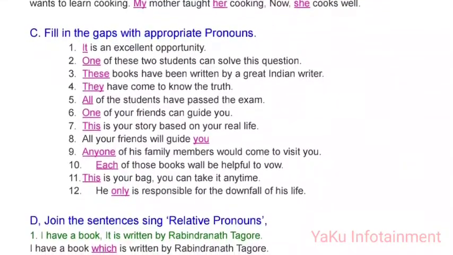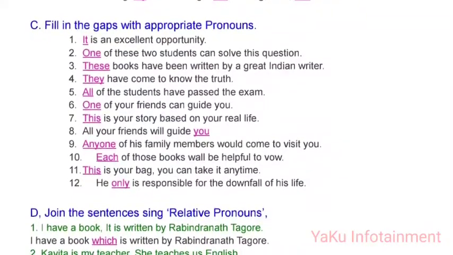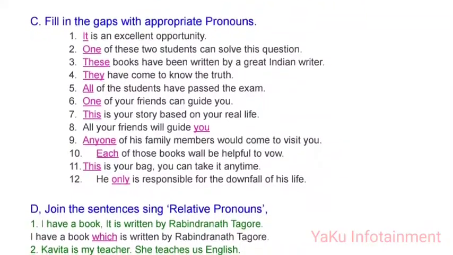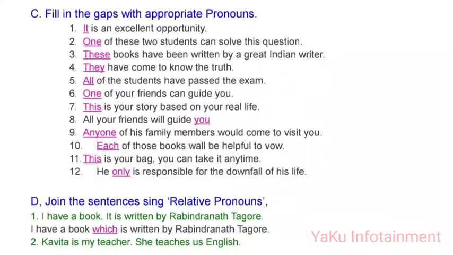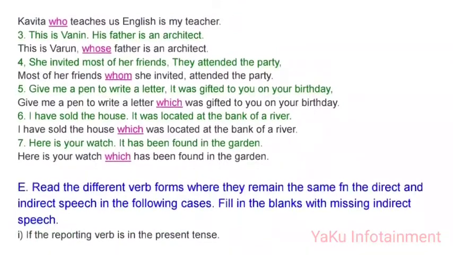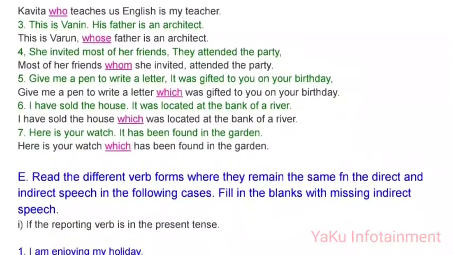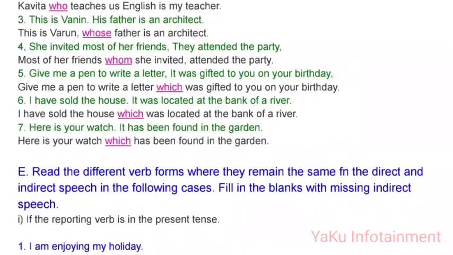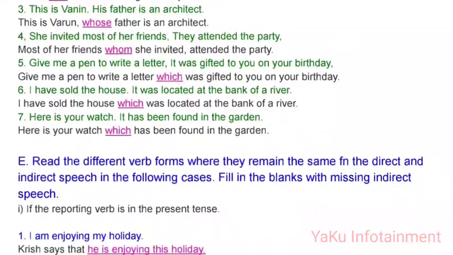1. I have a book, it is written by Rabindranath Tagore. I have a book which is written by Rabindranath Tagore. 2. Kavita is my teacher. She teaches us English. Kavita, who teaches us English, is my teacher. 3. This is Varun. His father is an architect. This is Varun, whose father is an architect.